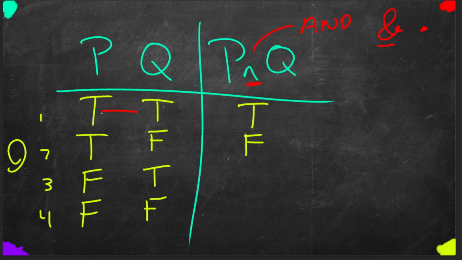So in the first interpretation where we have true and true, the output is true. In the second interpretation where P is true and Q is false, the output is false, and so on for the rest. It's only in the case where P and Q are both assigned a value of true that P and Q is true.